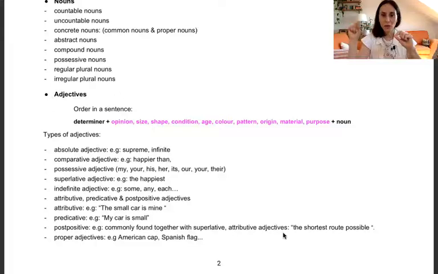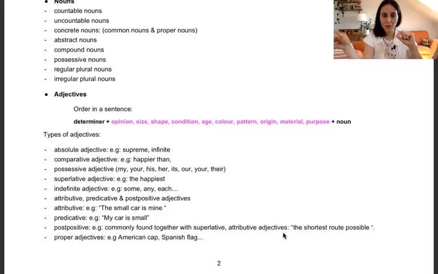Types of adjectives, and now I give you the types. I'm giving you here also examples. For example, absolute adjectives: supreme, infinite. Comparative adjectives: happier than. Possessive adjectives: my, your, his, her, its, our, your, their. Superlative adjectives: the happiest, remember, happiest. Indefinite adjectives: some, any, each. Attributive, predicative, and post-positive adjectives.